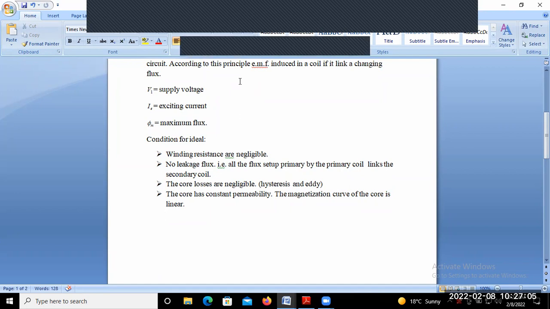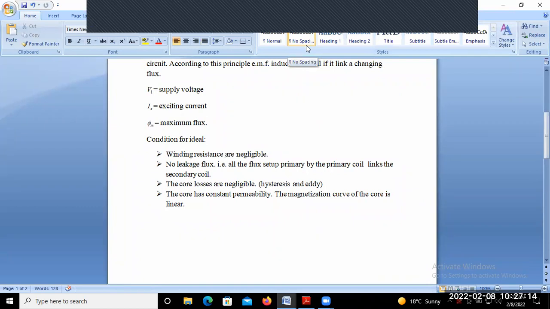So here we have written V1, the supply voltage. Which quantity is this: RMS value, maximum value, or instantaneous value? RMS value, exactly. Any quantity represented by a capital letter with a suffix represents the RMS value, whether or not you write RMS.